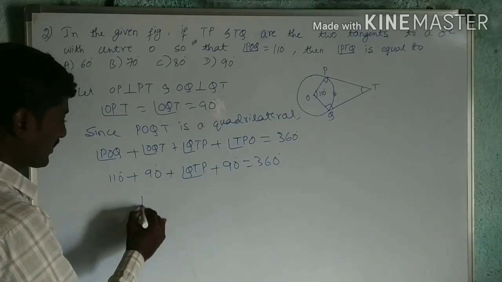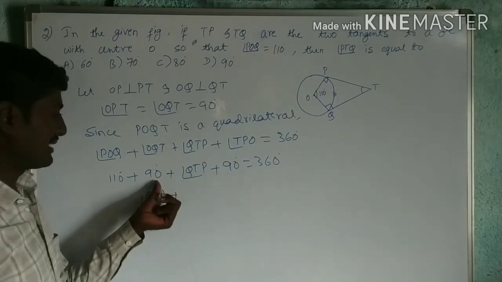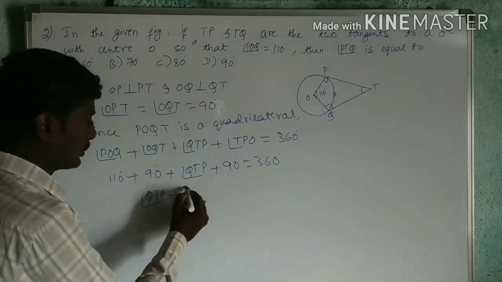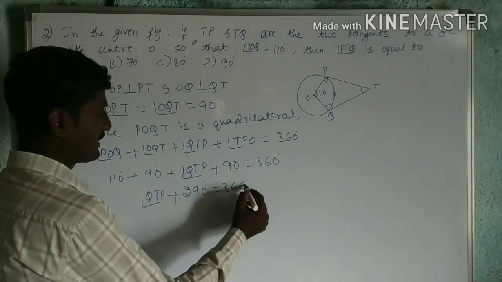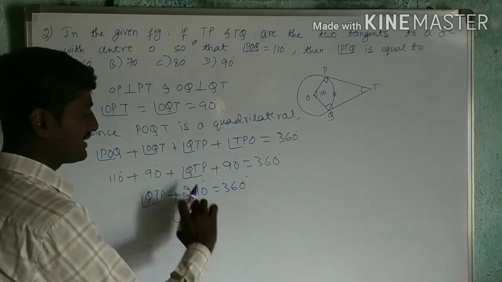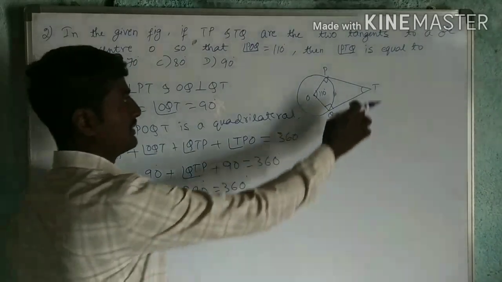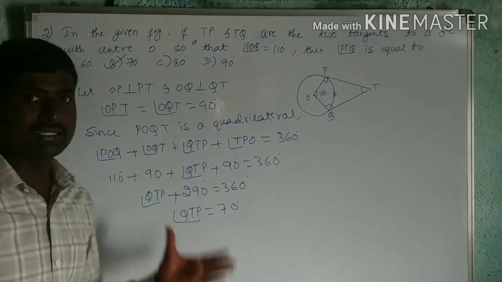Now angle QTP plus 90 plus 90, which is 180, plus 110 is 290 degrees, is equal to 360 degrees. Now angle QTP is 360 minus 290, which is 70 degrees. Therefore this angle is 70 degrees. Therefore option B is right.